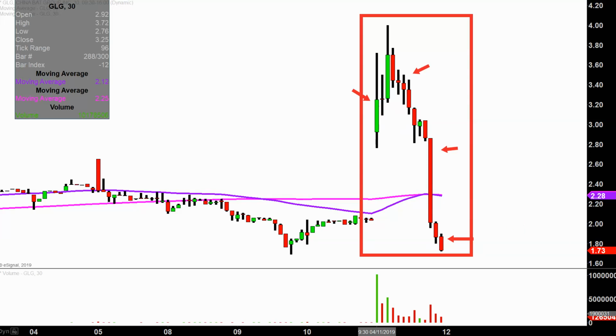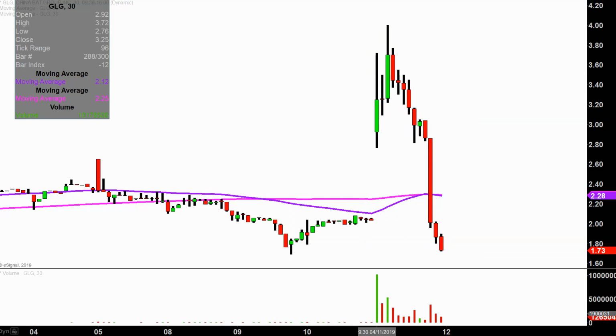Now, keep in mind, this is price movement. So when I make this next comment, I'm not saying it about the company. I don't know anything about the company. I'm making it based solely on how the price acted today. And from a price action perspective, this thing was just a flat out pump and dump. There's no way around it.